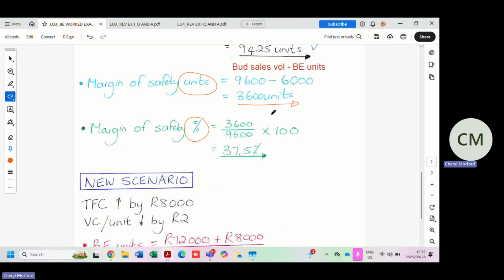Now we can turn it into a percentage. All we're going to do is take the margin of safety units, type it over here, and divide that by our budgeted sales volume and turn it into a percentage. So that's all there is. 3,600 as a percentage of 9,600 is 37.5%.